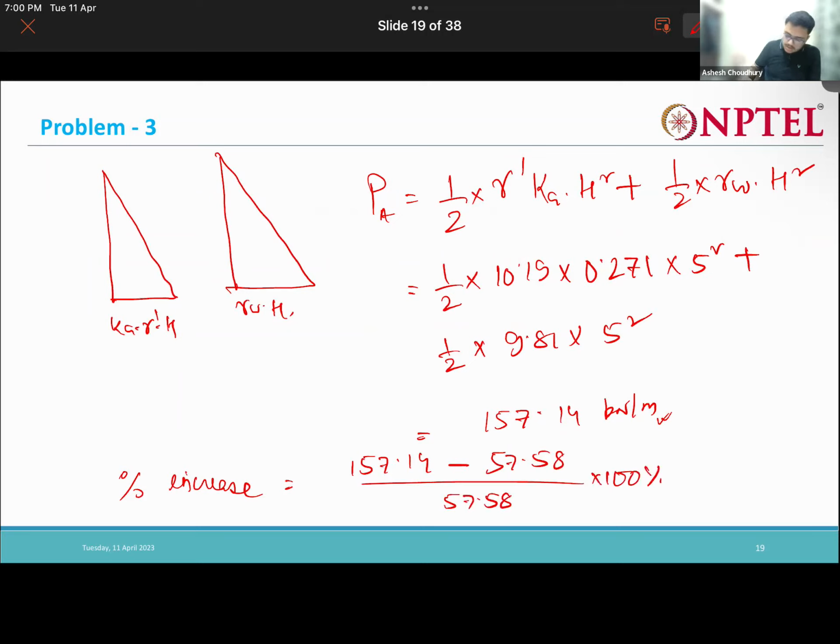200%. So we get this around 172.9%. Due to the water, you can see that by almost 173%, our active thrust is increasing. So water is very, very dangerous. We have to drain out the water always. If water is there, there are numerous cases where retaining walls have failed due to this water.